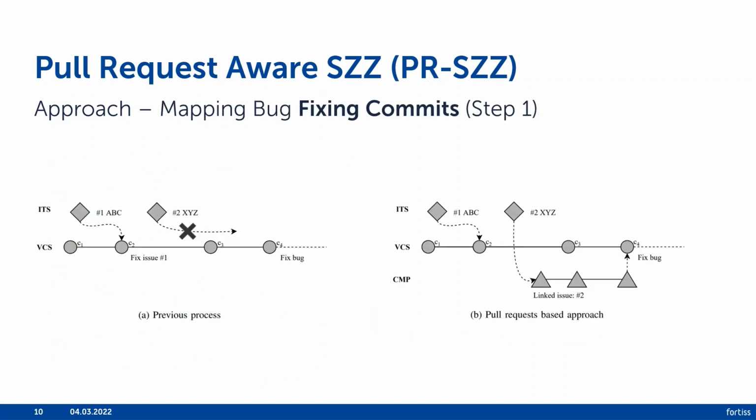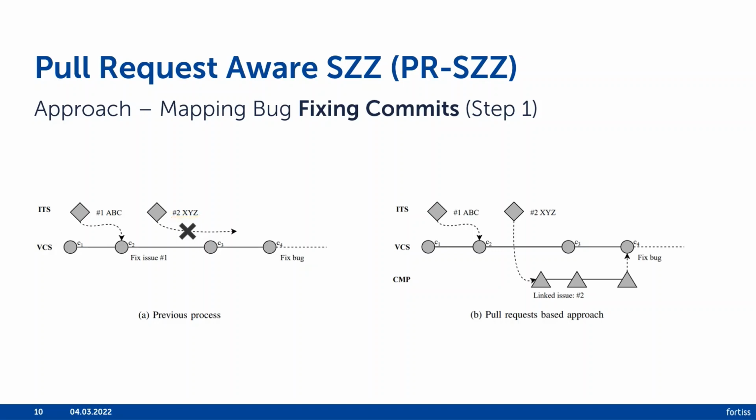Now that we have this additional data, I want to show you how it can contribute to the extraction of defects dataset. In the first step of the algorithm, we want to find fixing commits. And I've already shown you the figure on the left side where we are not able to trace back the fixing commit for issue number 2.